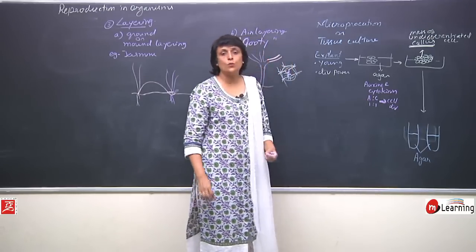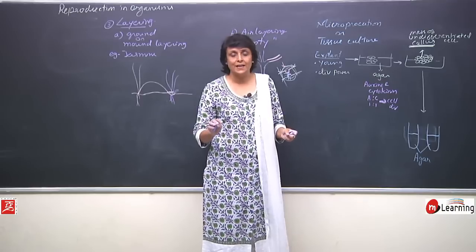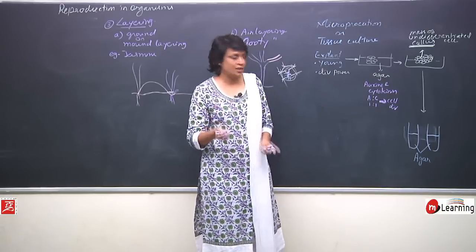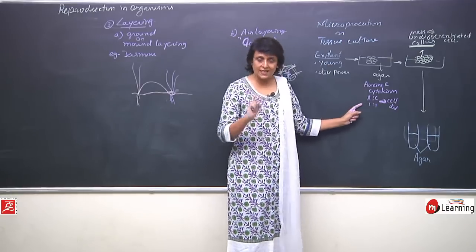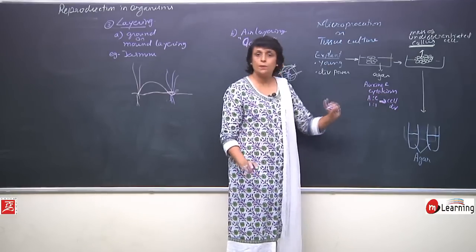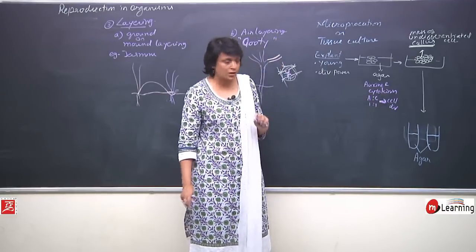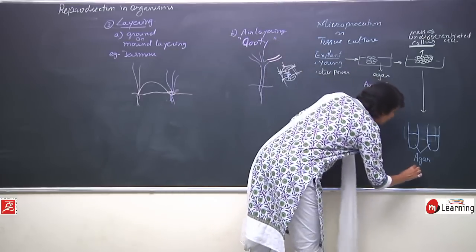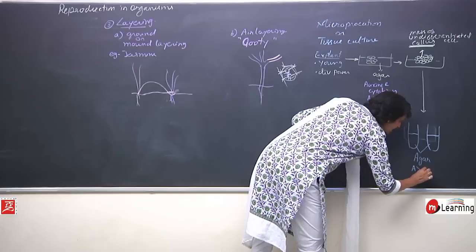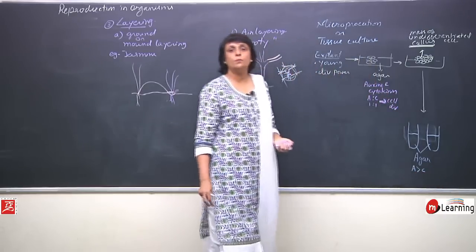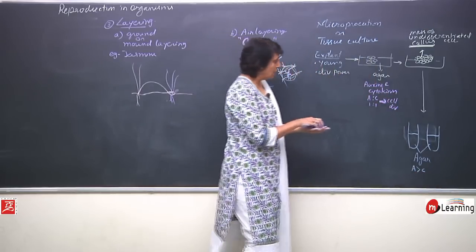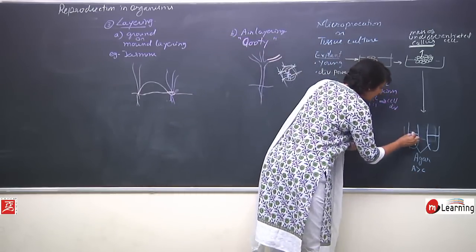These two hormones, they work in a different manner when their combinations are changed. If it is 1:1, that is equal proportion, it simply promotes cell division, no differentiation. If auxins are more than cytokinin, then it promotes root formation. So now we transfer some cells here.